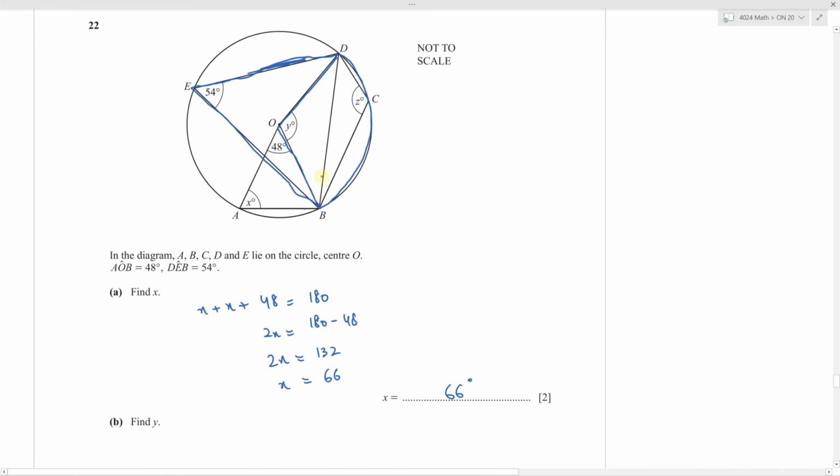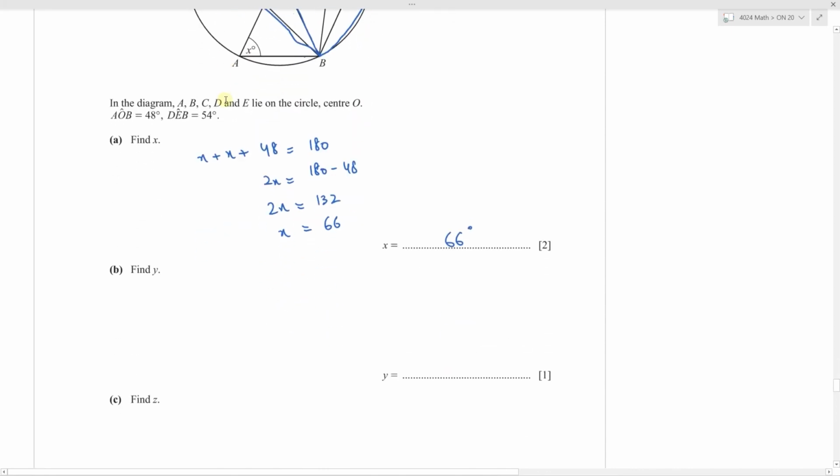So we know that if the same segment forms an angle at the center and the same segment forms an angle on the circumference of the circle, the angle at center is twice the angle at the circumference. So y will be 2 into 54, which is 108. So y will be 108 degrees.